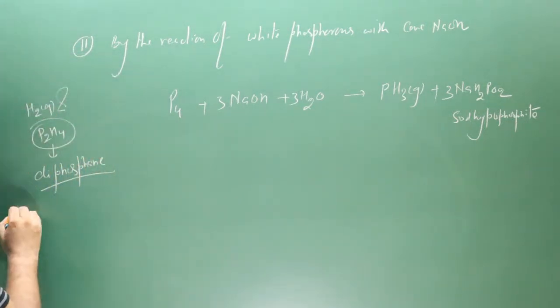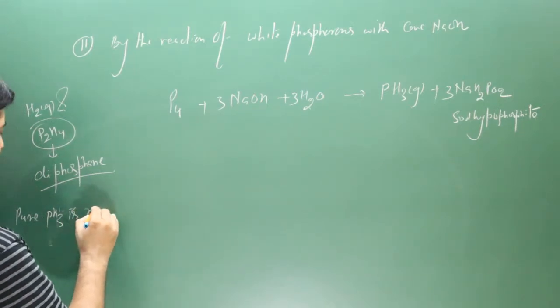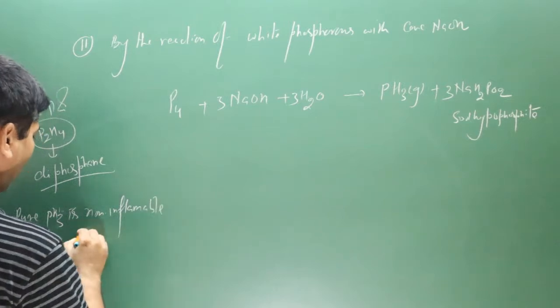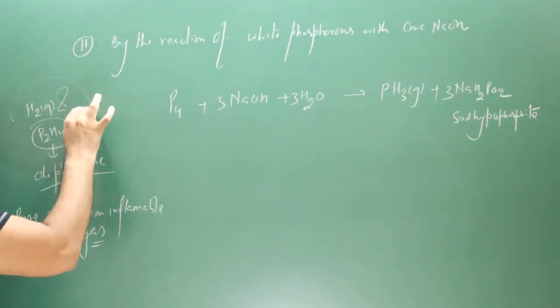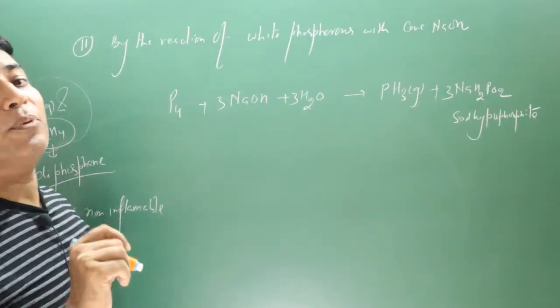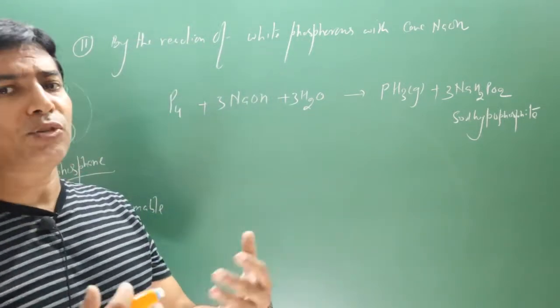Pure PH3 is a non-inflammable gas. But when these impurities are present in the phosphine gas, this phosphine gas becomes inflammable. So we need to remove these impurities.